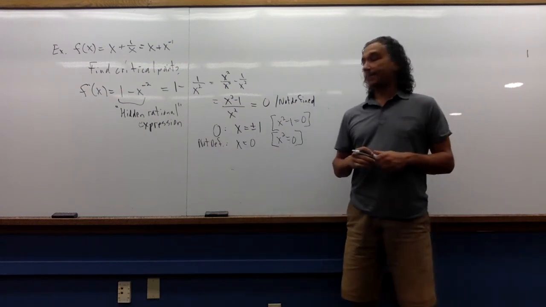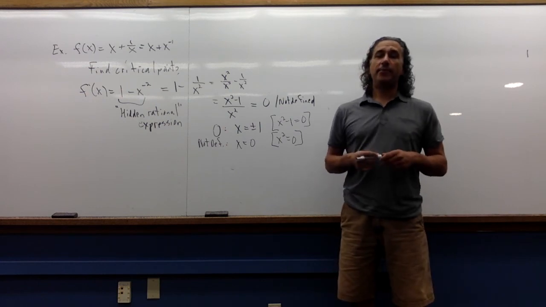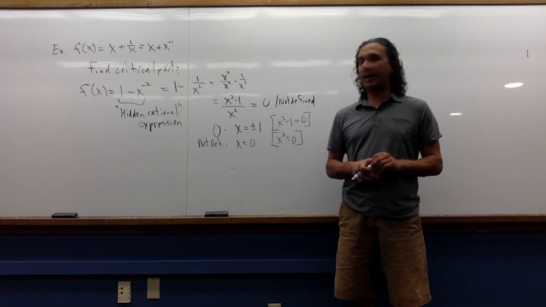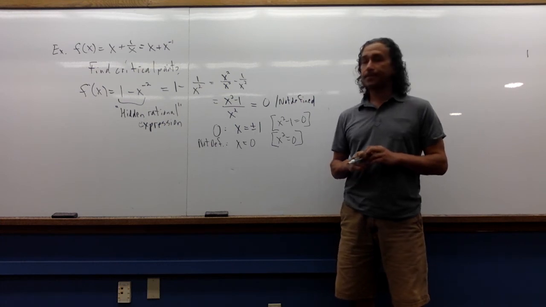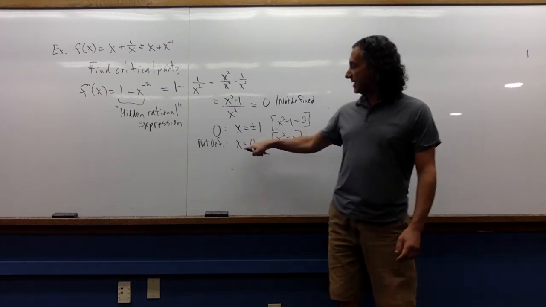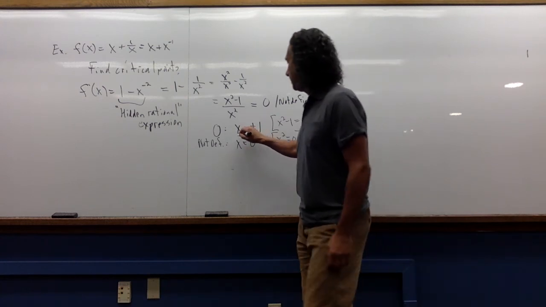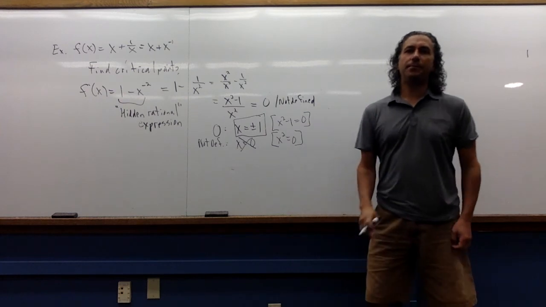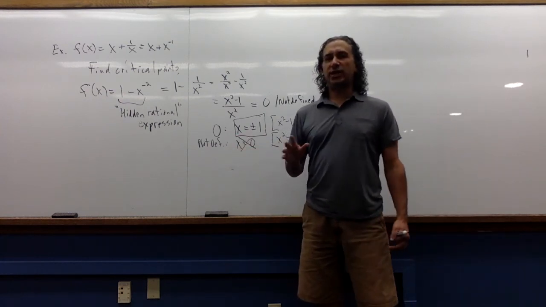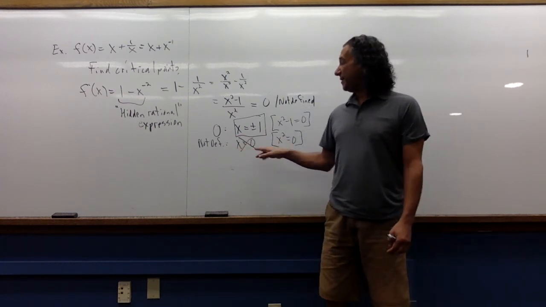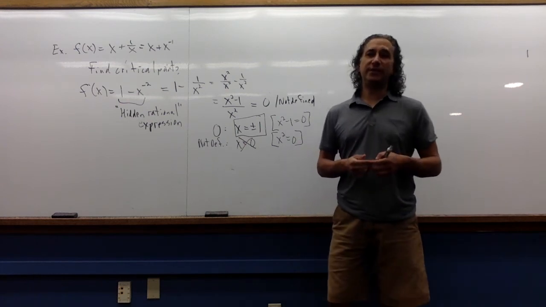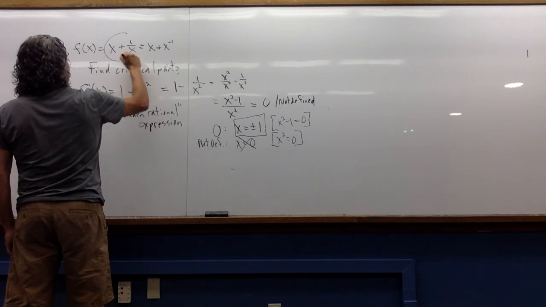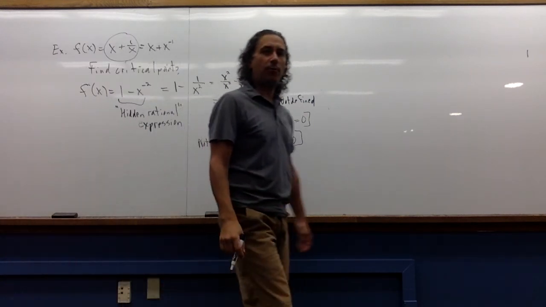So question: are the critical points then plus or minus 1 as well as 0? Pause the video, think about that. Well, 0 is not a critical point. Plus or minus 1 are both critical points. Why isn't 0 a critical point? Well, as part of the definition of a critical point, it had to be in the domain of the original function. If we go back up here, 0 is not in the domain, therefore it's not a critical point.